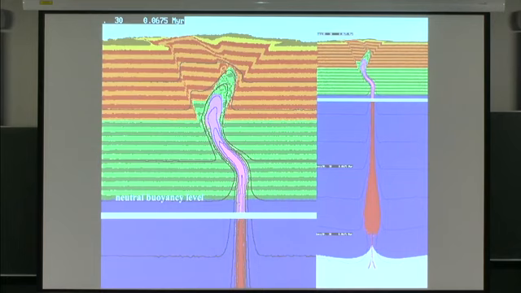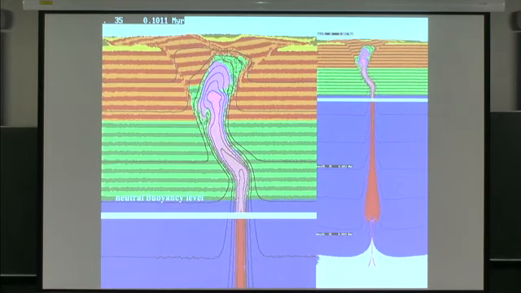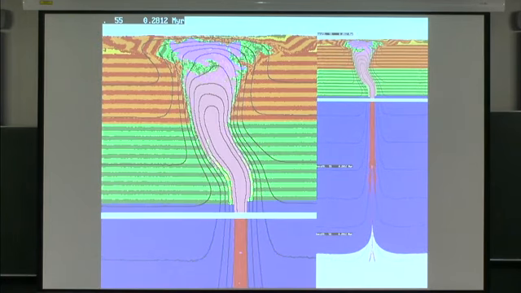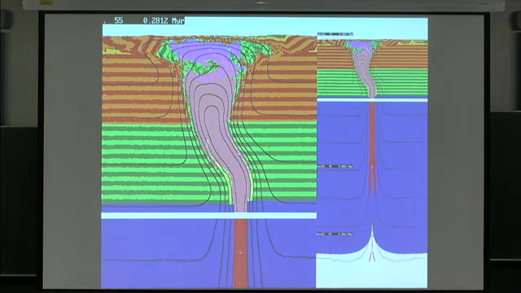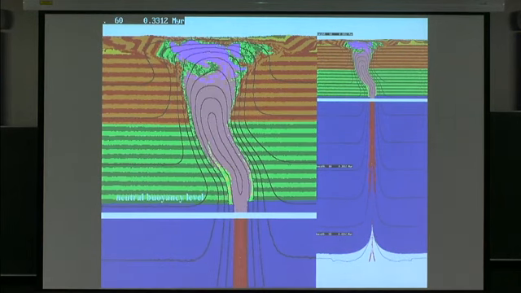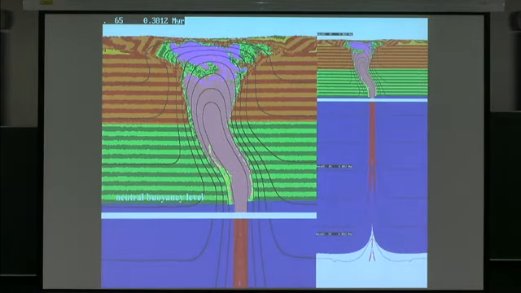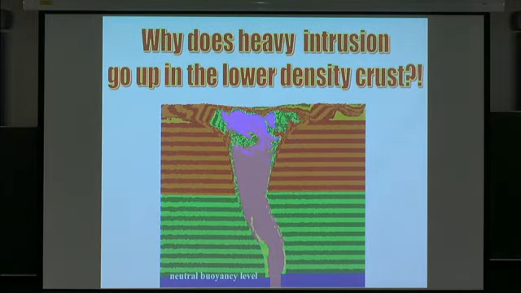So natural buoyancy level is here. Nevertheless, this stupid magma goes straight up to the top of the crust and then starts to form a funnel-shaped body there. Of course, it's a two-dimensional interpretation of the shape, because we have an infinite second dimension. And then it just freezes there. So it does not pond at the natural buoyancy level, it completely ignores it, and instead just rises up. So the question is, why does it do it?